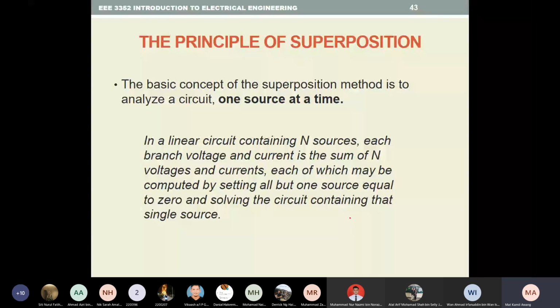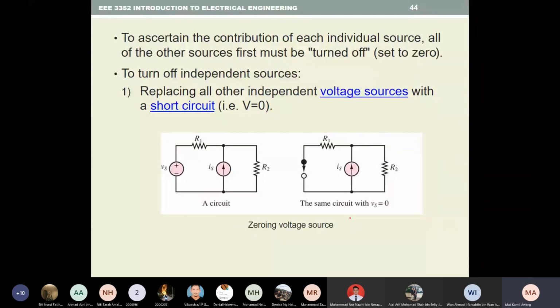The basic concept of the superposition method is to analyze a circuit one source at a time. In a linear circuit containing n sources, each branch voltage and current is the sum of n voltages and currents, each of which may be computed by setting all but one source equal to 0 and solving the circuit containing that single source. So you have to do n multiple calculations, actually. To ascertain the contribution of each individual source, all of the other sources first must be turned off, basically set to 0. How are you going to set to 0 all these sources?